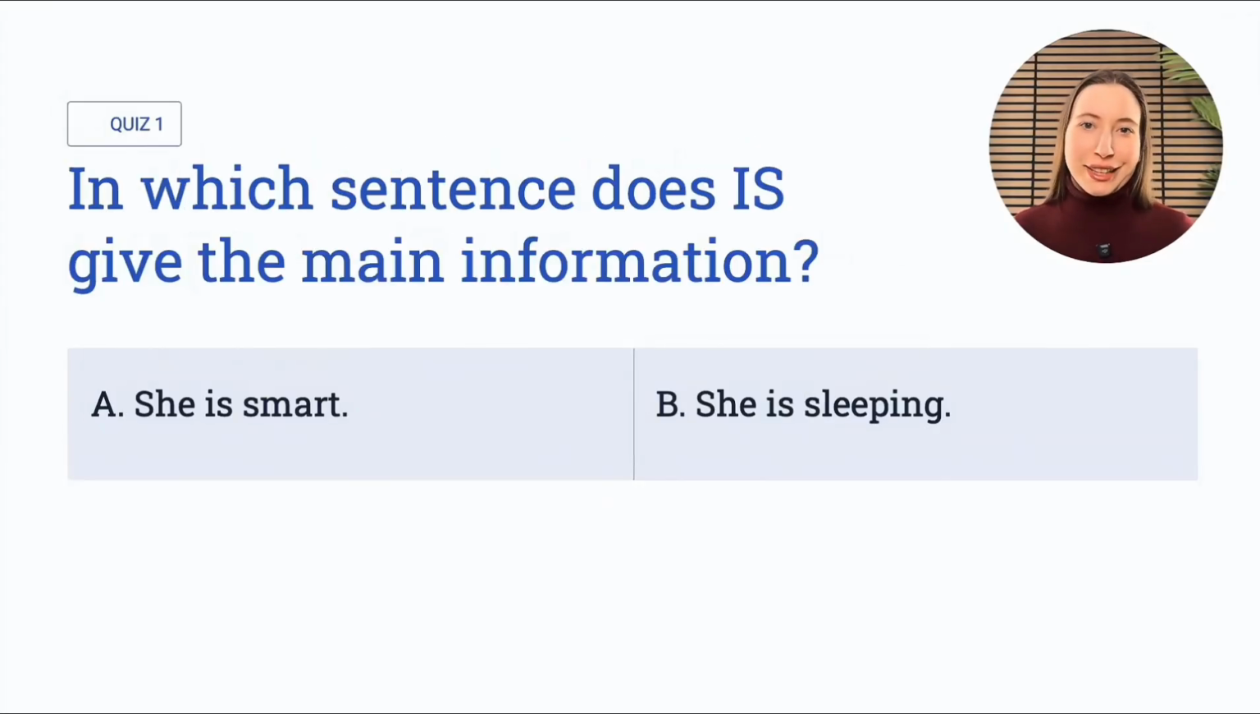Let's check your understanding of the functions of be. Look at these two sentences. She is smart, she is sleeping. In which sentence does is give the main information? Pause for a second and think.